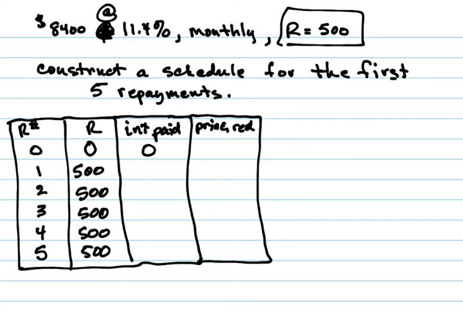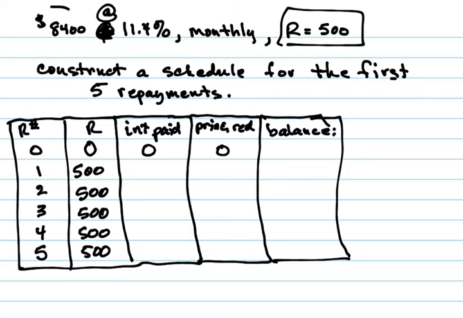All right, principal reduction. Again, you didn't reduce the principal by any the first time when you got the loan, so that's going to be all zeros all the way across. And then finally, we want the balance. And when we first borrow the money, the balance is the principal amount. So $8,400. Does it make sense? The first row of the column is always going to look like that. All zeros and then the balance, then your principal amount at the end.